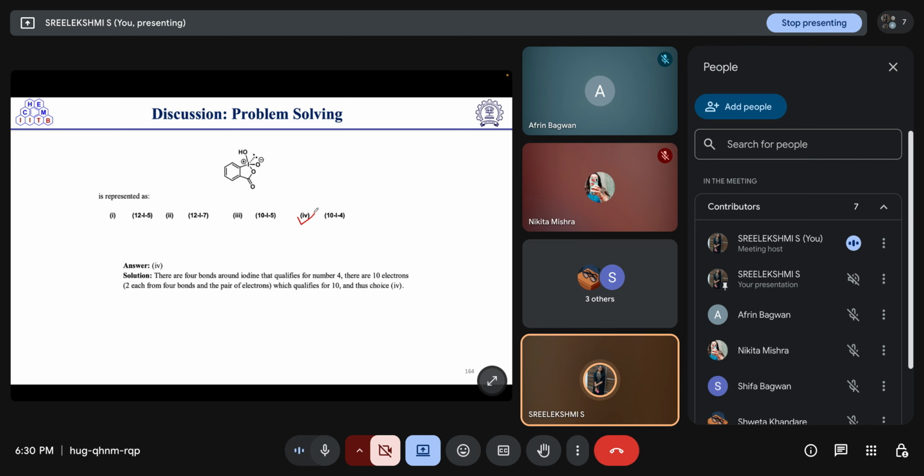We call it 10-I-4 because as we can see there are in total 1, 2, 3, 4 bonds attached to iodine. That's why this 4, I-4, is coming from 4 bonds attached to iodine. But if we see the electrons, how many electrons are there? 2 from this bond, 2 from this bond, 2 from this bond, 2 from this bond, 8, and then 1 extra lone pair of electrons. So 2 from each bond and an extra pair of electrons, that is a total of 10 electrons. So that's why it is called 10-I-4. 4 bonds are attached to iodine and there are 10 electrons around this iodine.